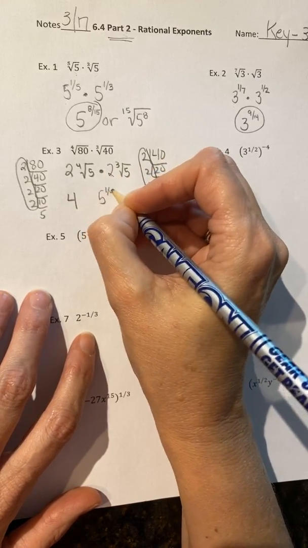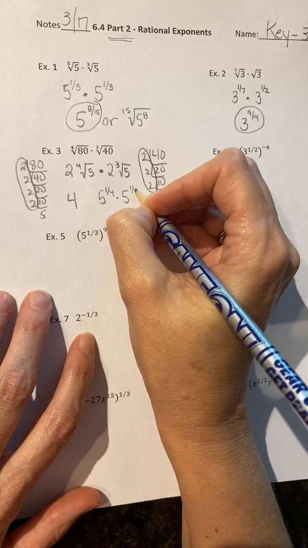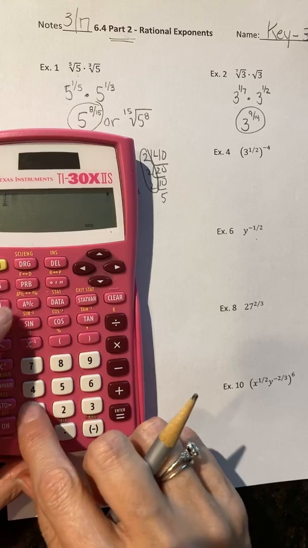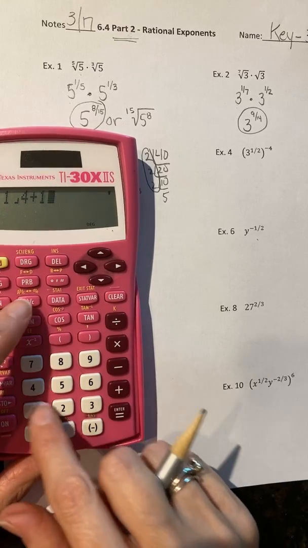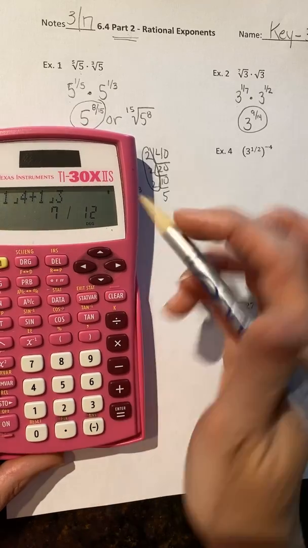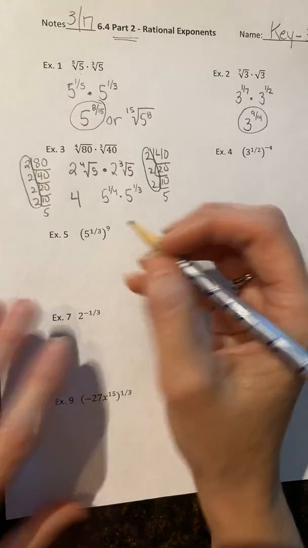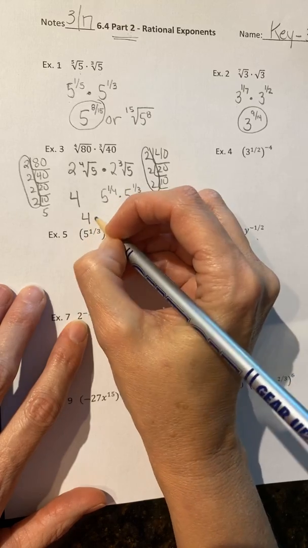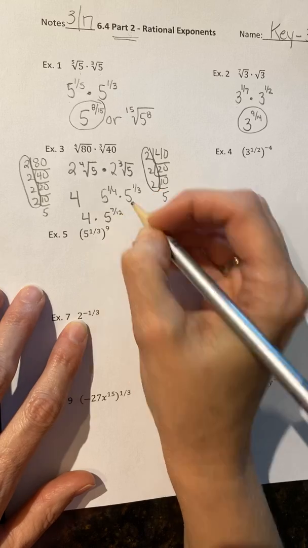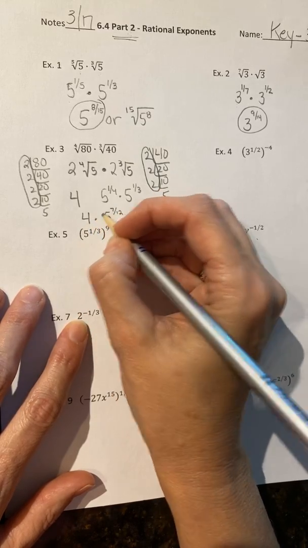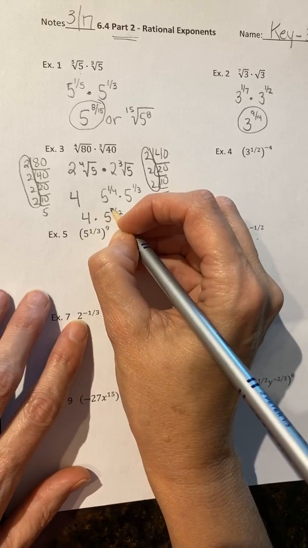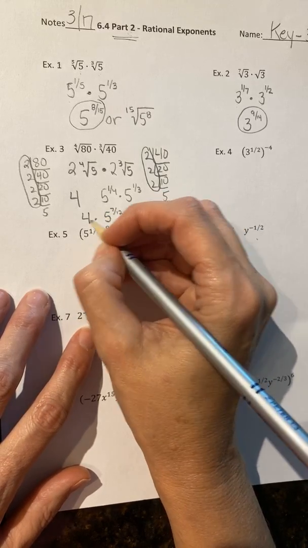Here's what that looks like. 5 to the 1/4 times 5 to the 1/3. I need my calculator to add those fractions. So 1/4 plus 1/3. If you like to add fractions by hand without a calculator, you're welcome to. You get 7/12. So this is 4 times 5 raised to the 7/12. You cannot do this 4 times 5, because remember, that's not really a 5. It's a 12th root of 5 to the 7th. And so you can't just multiply that by 4.